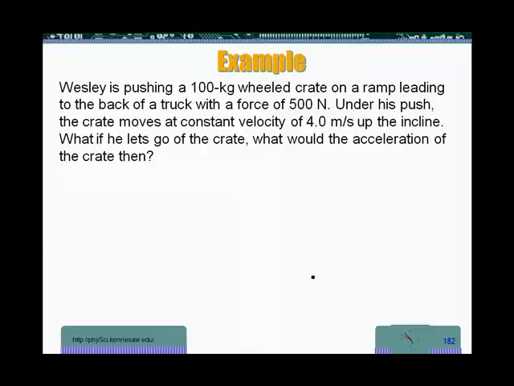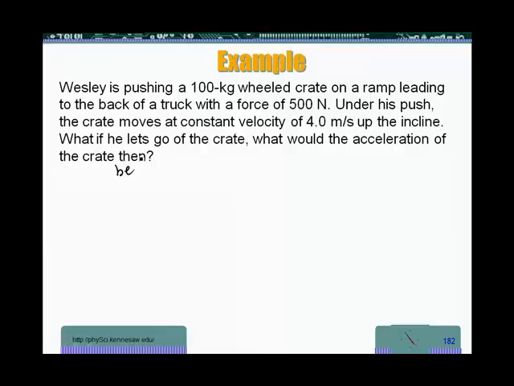Now, this is a little interesting. Okay, the other one was the difficult part. Now this should be a little simpler, but it's interesting. Under his push, the crate moves at a constant velocity of 4 meters per second up the incline. What if he lets go of the crate? What would the acceleration of the crate be then?